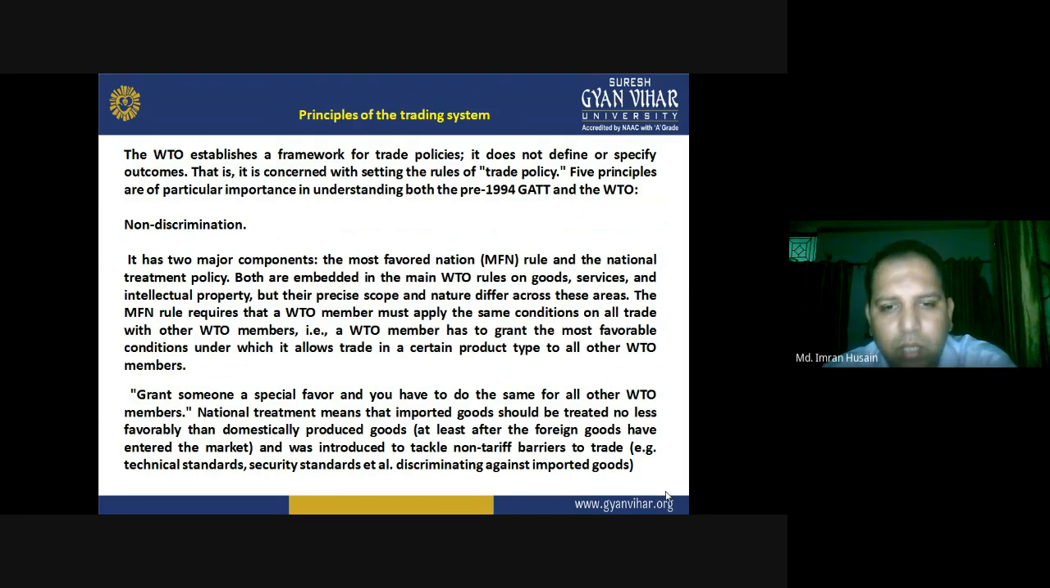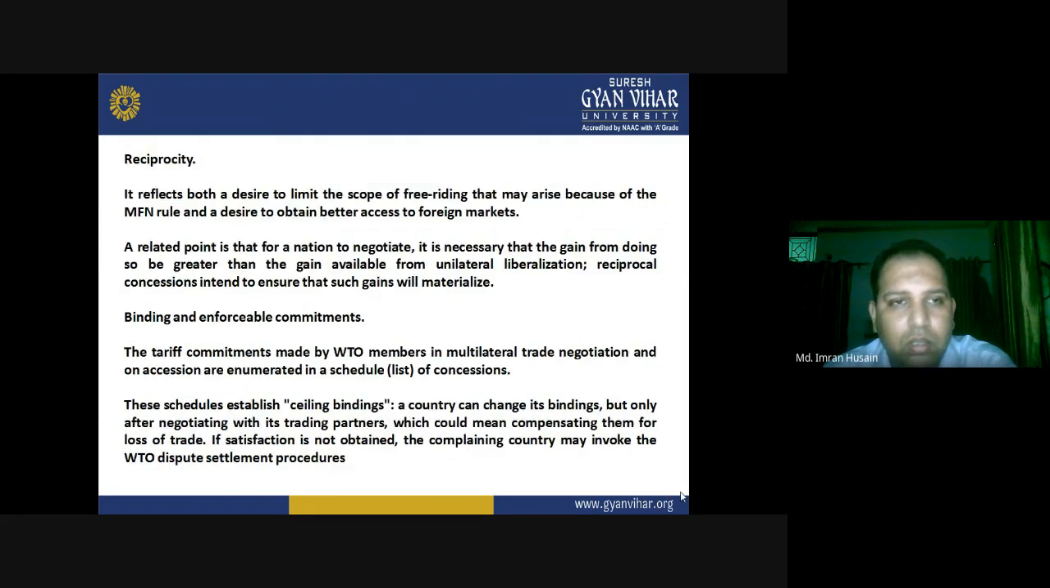National treatment means that imported goods should be treated no less favorably than domestically produced goods, at least after the foreign goods have entered the market. It was introduced to tackle non-tariff barriers to trade, for example, technical standards and security standards discriminating against imported goods.